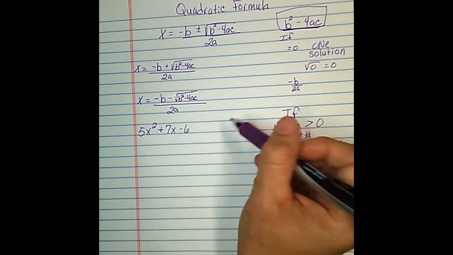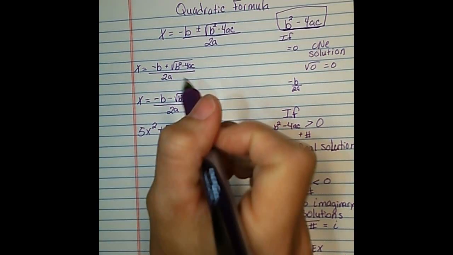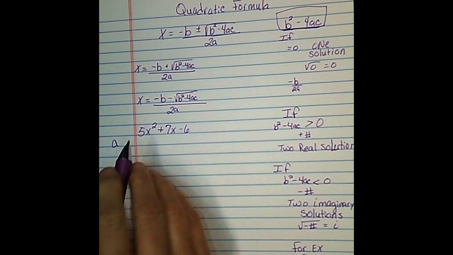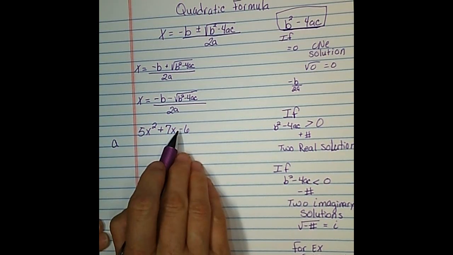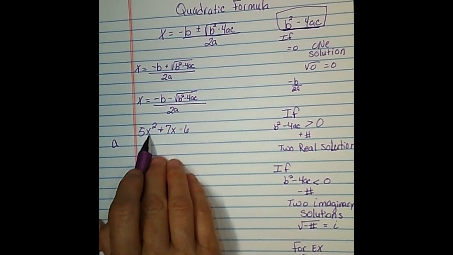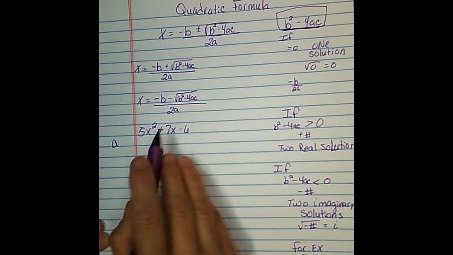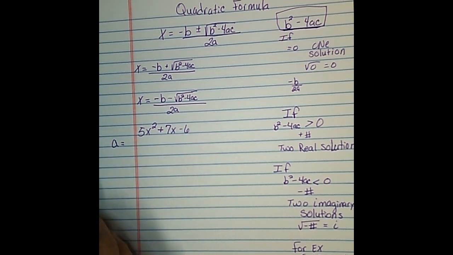Pretend that it doesn't work, and let's just use this and solve for x. So I have to determine what a is. Well, in order to determine what a is, is it written in descending order? So I have x squared, x to the first, no variable, so yes, it's in descending order. So now I can determine a.